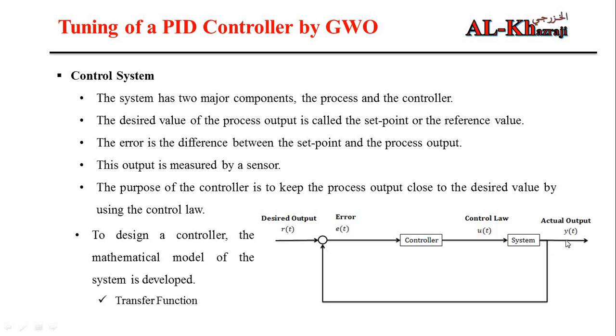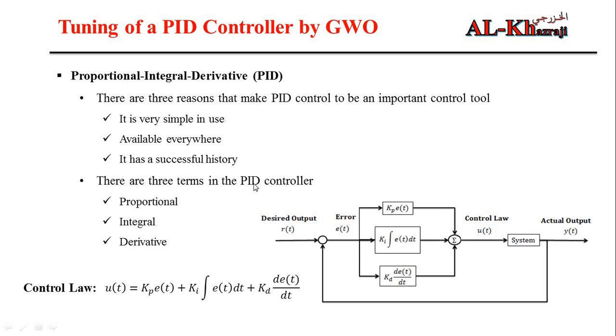We assume that our output is measured by a sensor. Now, the purpose of the controller is to keep the process output close to the desired value by using this control law. Now, we explained what the PID controller is, and we said that it's very simple and it's available everywhere and it has a successful history. That's why PID is still considered a very good controller.